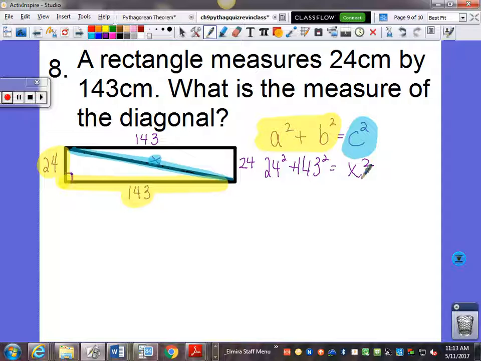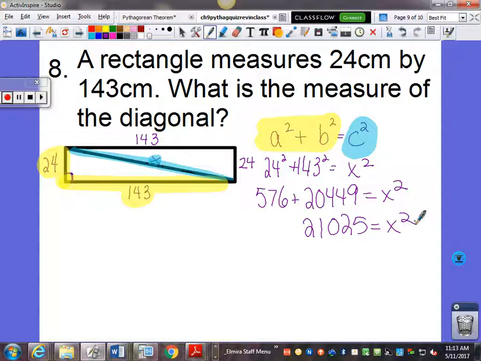24 squared, that's 576. 143 squared, I don't know that one and I don't remember what it is. 20,449. Okay. Add 576. And take the square root both sides. And that's 145.